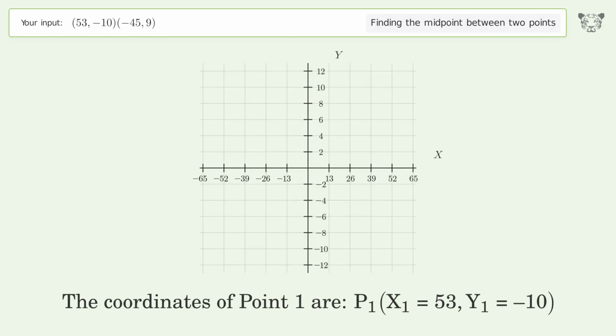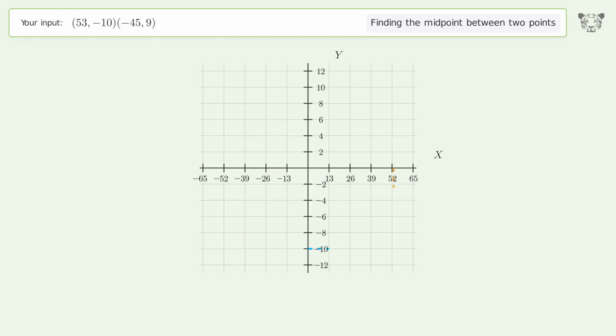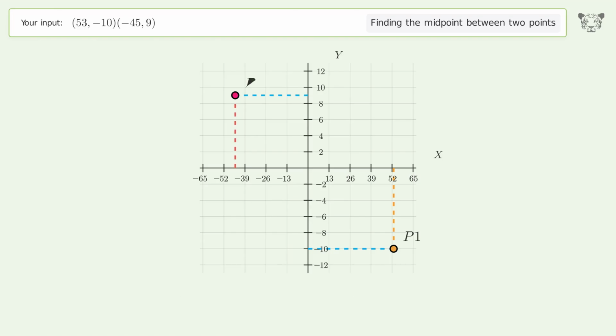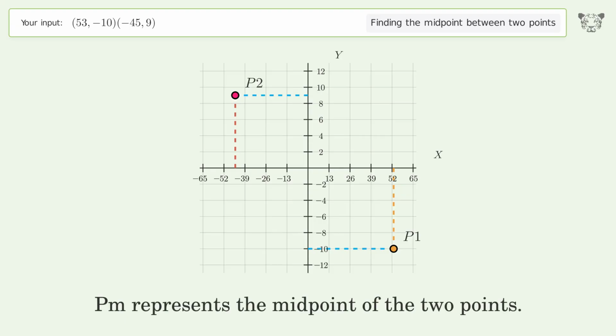The coordinates of point 1 are, x1 equals 53, y1 equals -10. The coordinates of point 2 are, x2 equals -45, y2 equals 9. PM represents the midpoint of the 2 points.